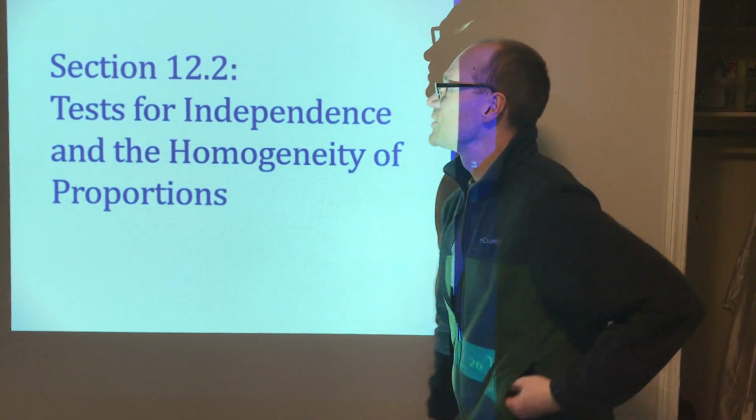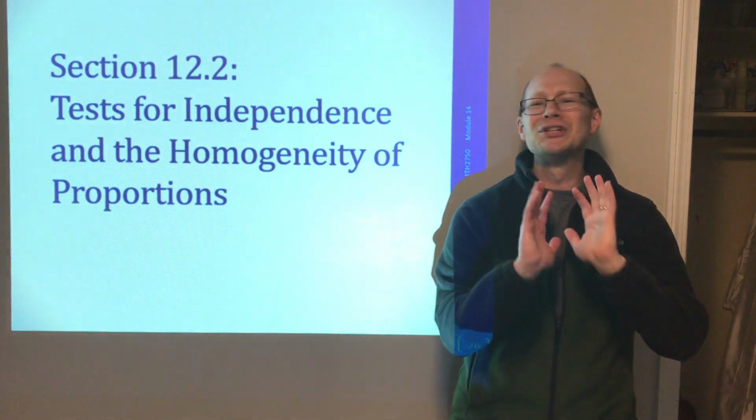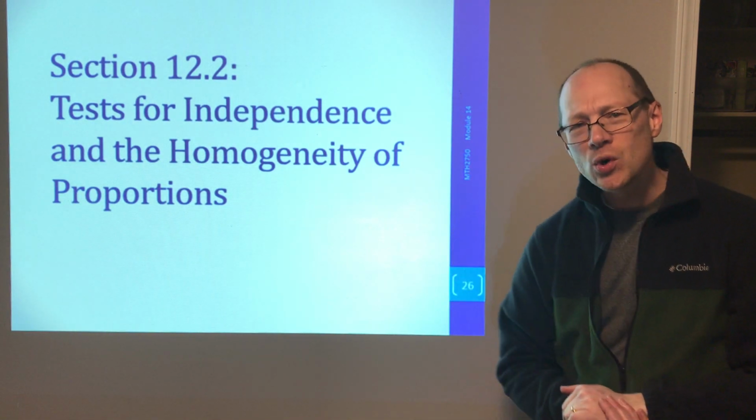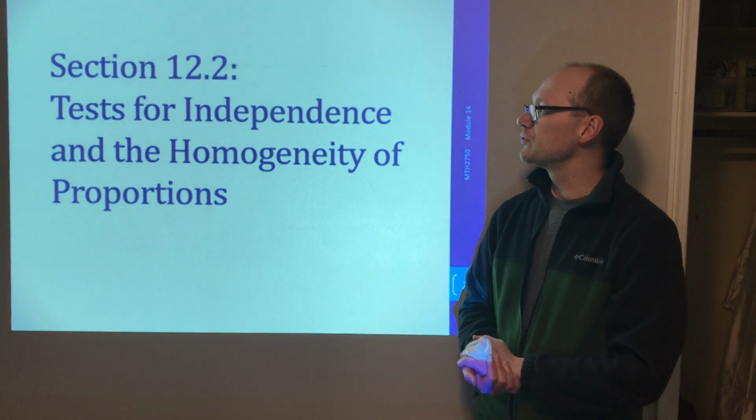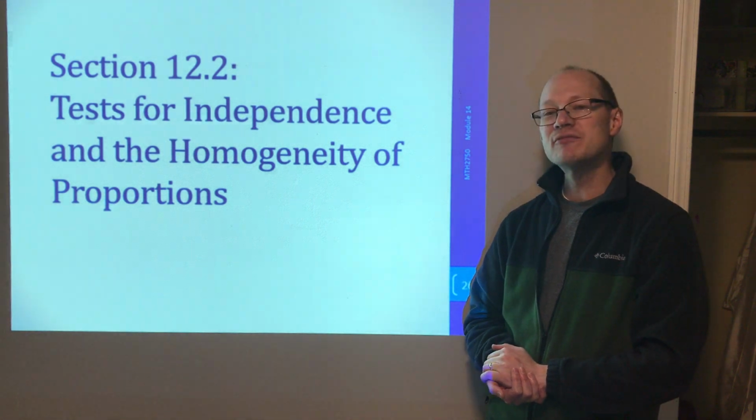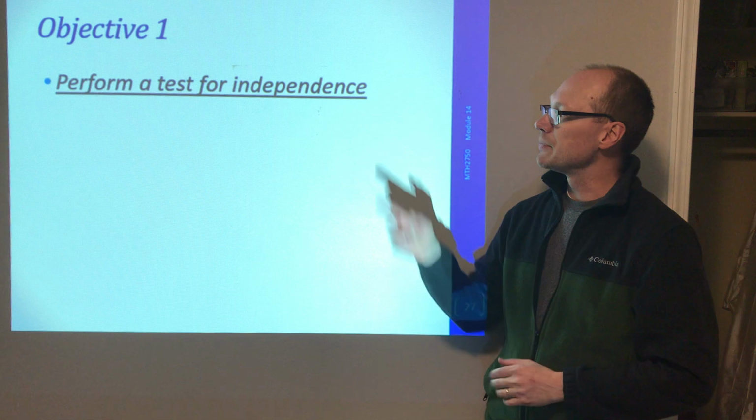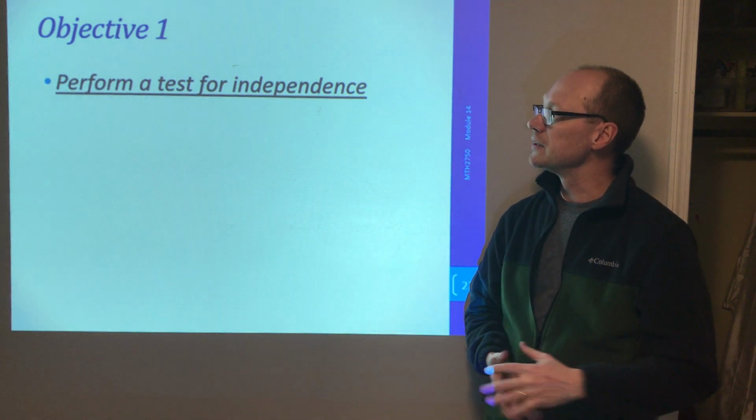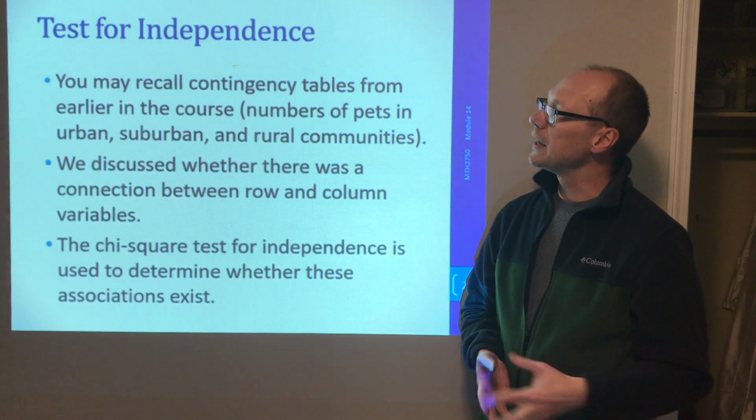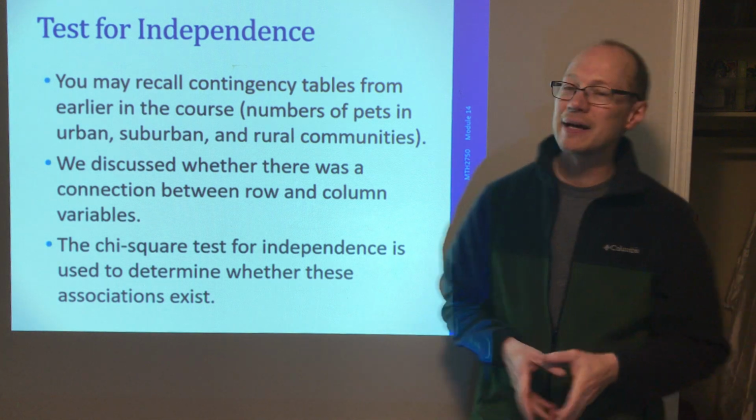All right, welcome back. This is section 12.2, also known as the last section of the course. Wow. This is test for independence and homogeneity of proportions. It's also another chi-square type thing. We're going to be talking about test for independence.